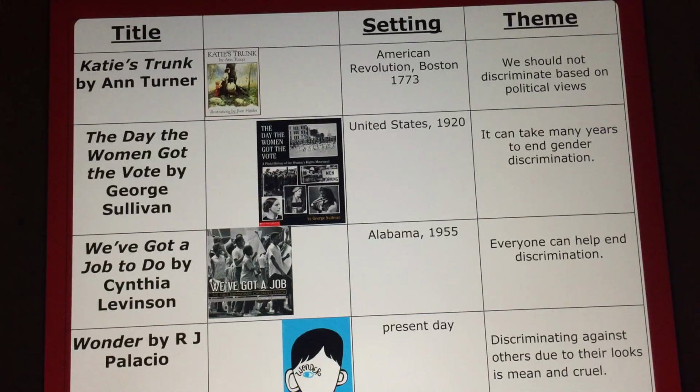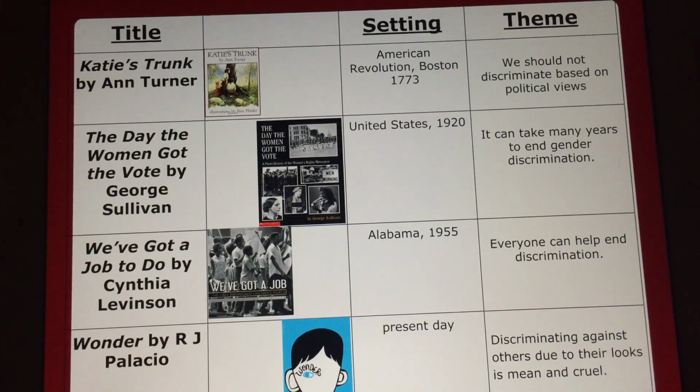And the last one is Wonder by R.J. Palacio, which most of you guys know, and it's set in present day. And while the topic is discrimination again, in this realistic fiction book, the theme would be discriminating against others due to their looks is mean and cruel.